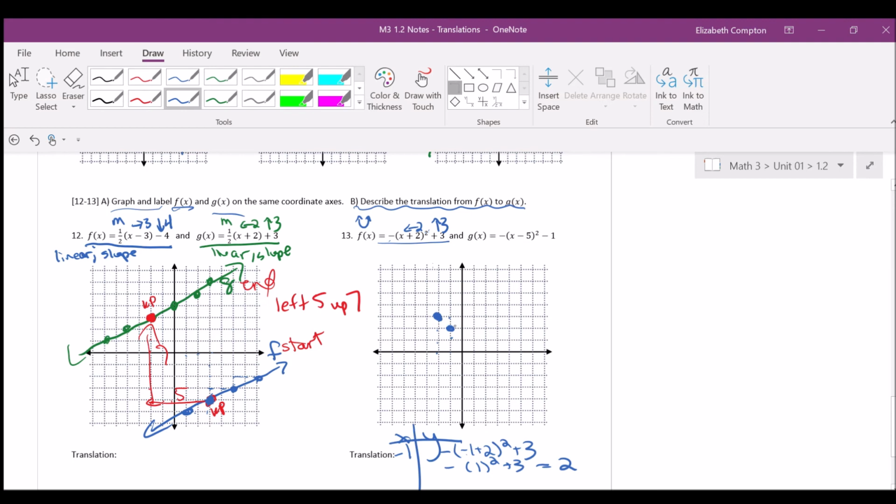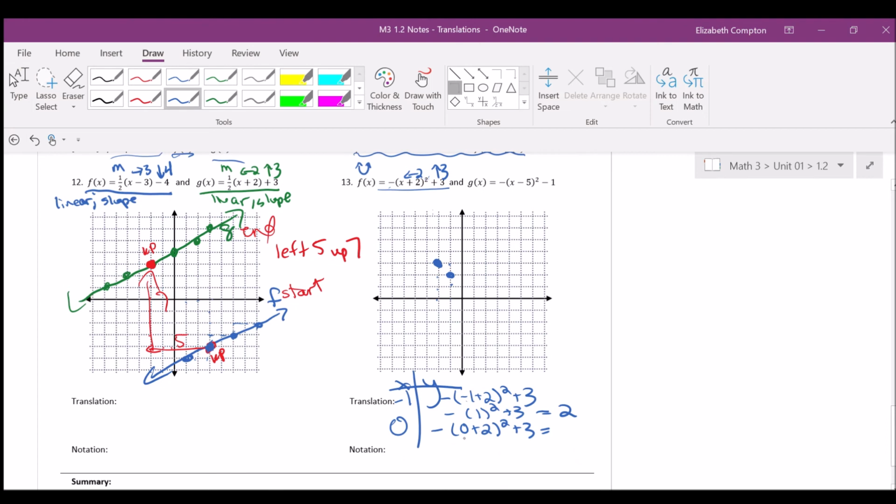And then I'm going to plug in another one, so it's 0. Let's see. 2 squared is 4. Make it negative. -4 plus 3 is -1. So 0, -1. And this is where a key point is, so we're going to reflect. And that is F.